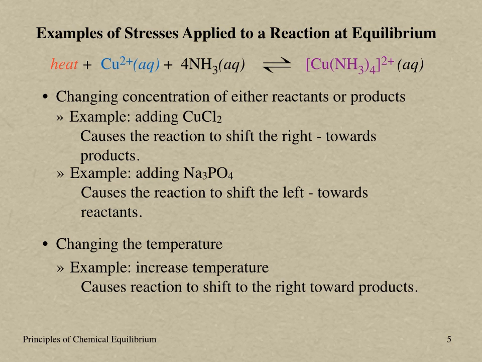Finally, by increasing the temperature of this endothermic reaction, the reaction shifts to the right, and copper ion and ammonia react to form copper-amine complex. In this last case, the numerical value of the equilibrium constant KEQ also changes.